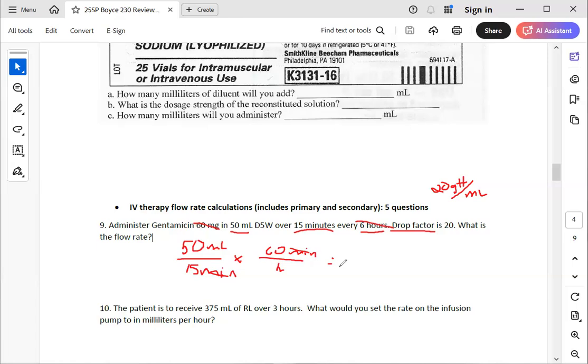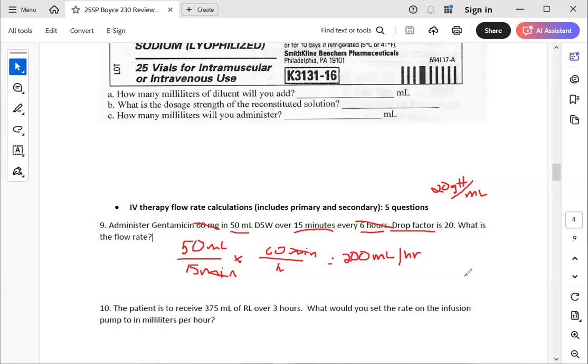I think that ends up being 200, but let me just double check. So 50 times 60 divided by 15, and we get 200. Yeah. So again, I'm just showing you the two ways to get to the same answer. Now, this may be what they want, 200 milliliters per hour, but I don't know that definitively based off of the way the question is written.